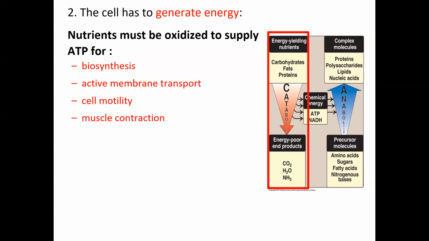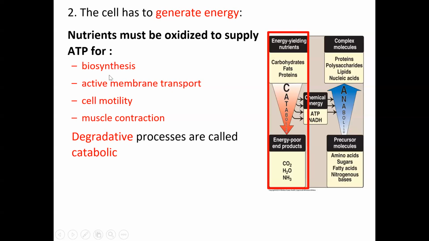Osmotic pressure, right? Yes, so these processes, they're all catabolic, and the most important one, the top priority for the cell, is active membrane transport, as we will see later, because without proper gradients of ions, the osmotic pressure will be altered and the cell will die.